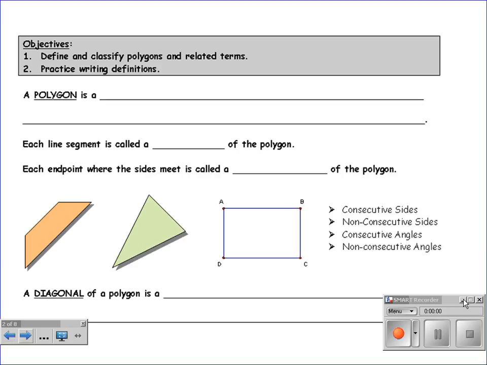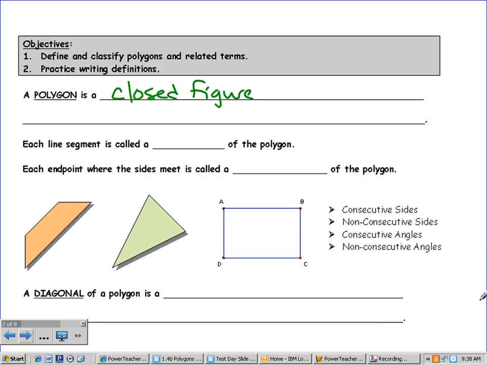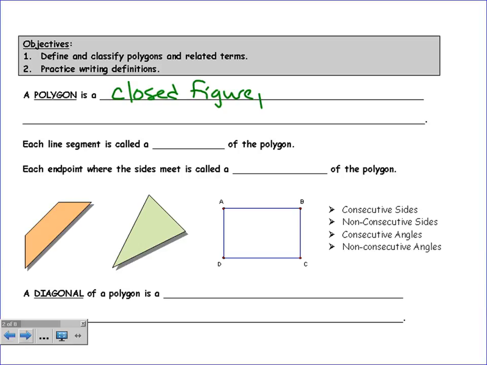A polygon is what? Someone raise their hand and tell me what a polygon is. What do we have? A closed figure. Okay. What else? It has straight edges. Closed figure with what now? I thought it had straight crossover or curves. No curves and no crossover.